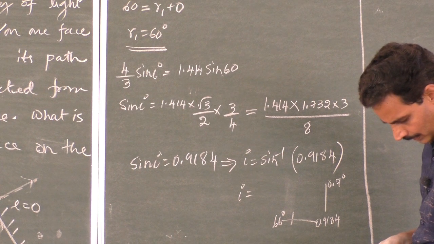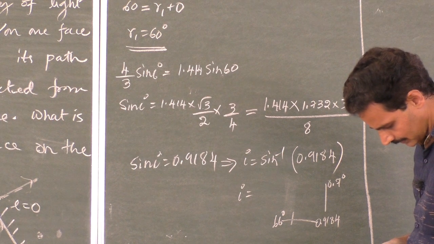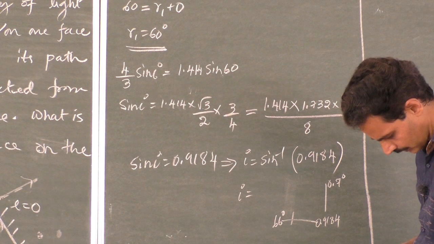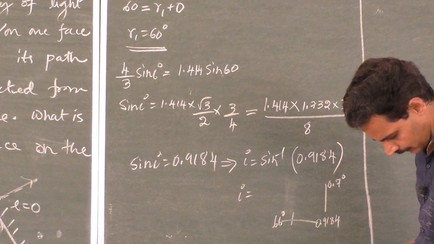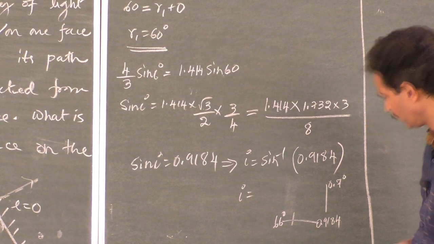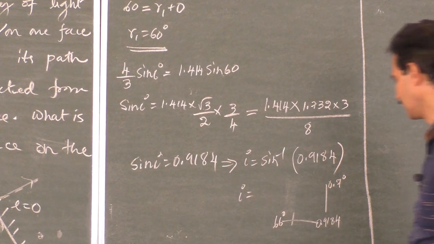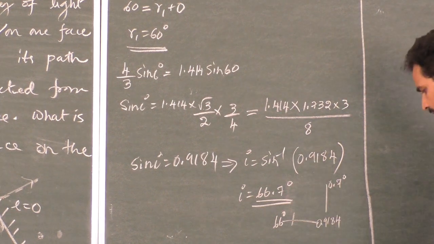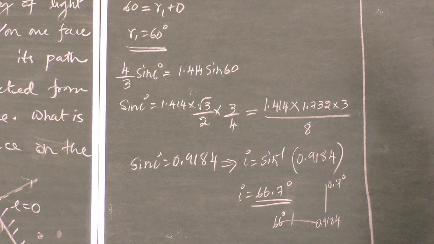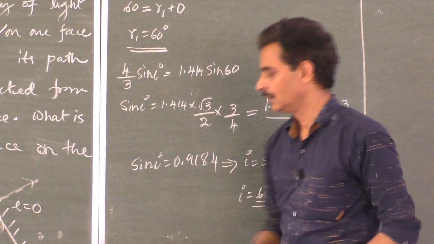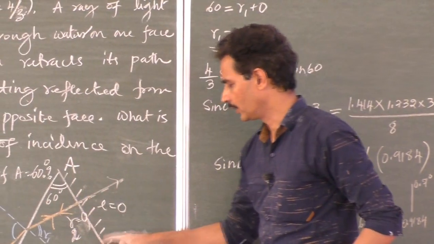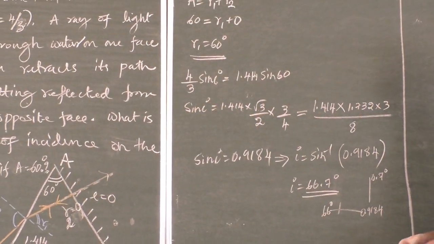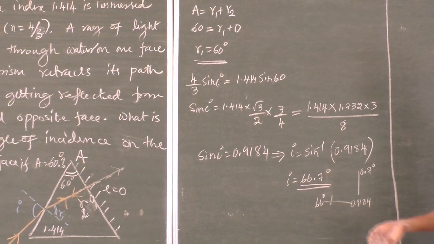Is it so? In my log table it is so. In all the log tables it will be the same. 0.9184 is found at almost 66 degrees and 42 minutes, that means 0.7 degrees. So shall I write it as 66.7 degrees. So this is the angle of incidence. So the ray of light must be incident at that angle such that after refraction it should fall on the opposite face, which is silvered, and get retraced in the same path, and it comes back since it is silvered. Otherwise it will move normally to the other face.